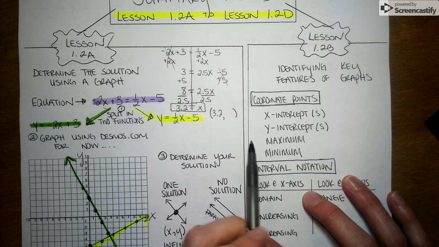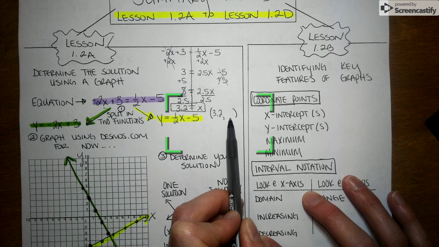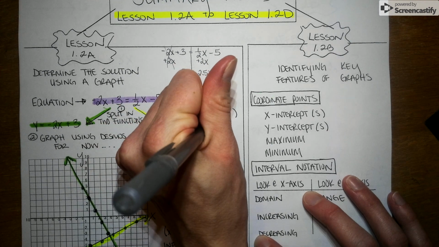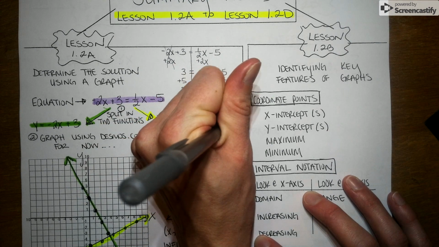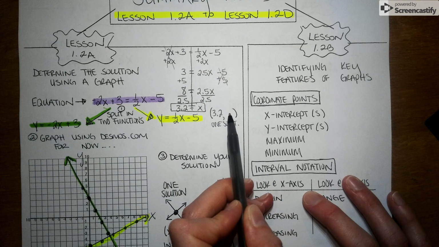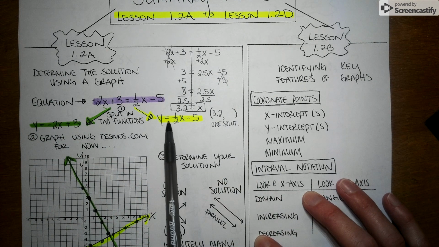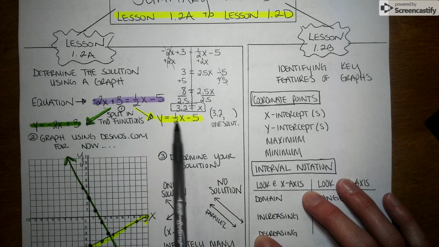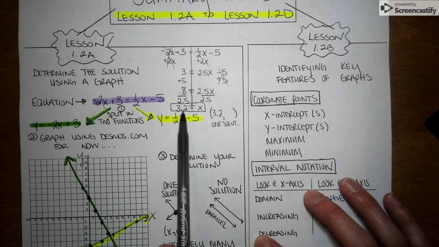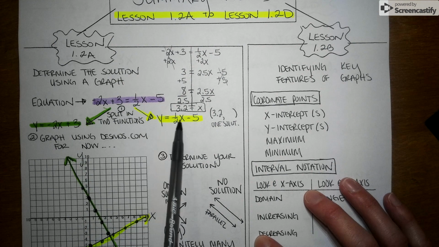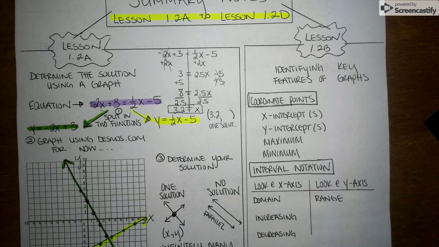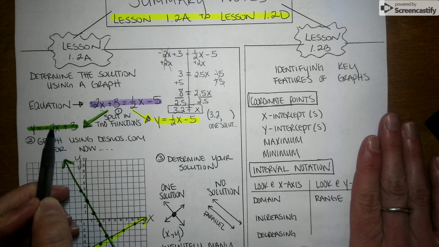Therefore, to find the y of my coordinate point, because remember this is a one solution problem, what's nice is I have two different equations here that I can use. So what I can do is take 3.2 and plug it in for any one of these x's, do the math using order of operations, and find my y. So I'm going to go ahead and use y equals negative 2x plus 3.